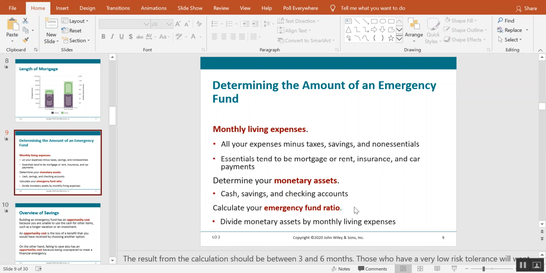You'll want to look at your assets that you have. What do you already have in cash and savings or in a checking account? And then you calculate the emergency fund ratio. You divide the assets you have by the monthly living expenses. This will tell you how long that emergency fund will last you should you run into an unpredictable situation. Typically, they say, and you see in the notes here, between 3 and 6 months for an emergency fund.